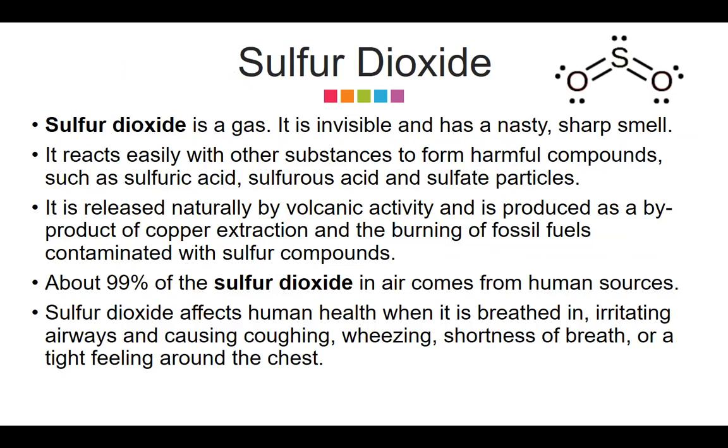Sulfur dioxide is a gas. It is invisible, has a nasty, sharp smell to it, and reacts easily with other substances to form harmful compounds, including sulfuric acid, sulfurous acid, and sulfate particles. Now, sulfuric acid is one of the main contributors to acid rain, which we'll talk about here in a little bit. It's released naturally by volcanic activity and is produced as a byproduct of copper extraction and the burning of fossil fuels contaminated with sulfur compounds.